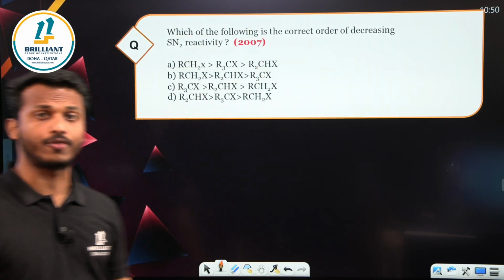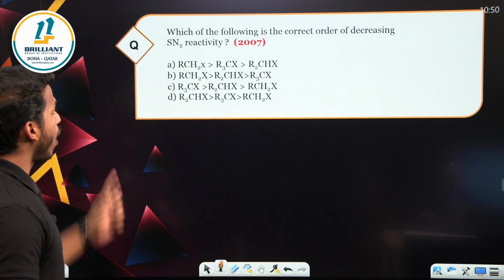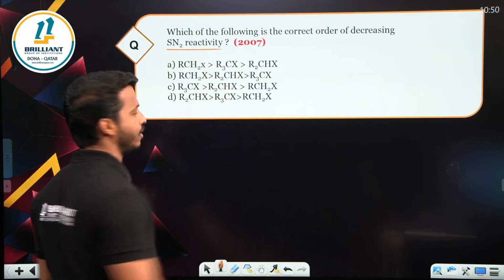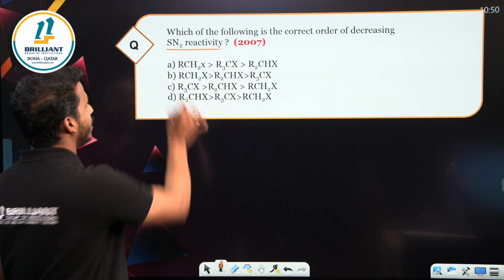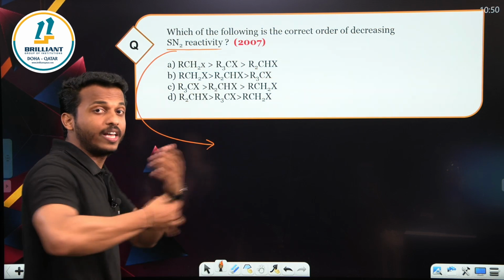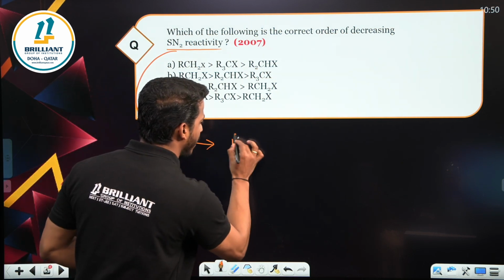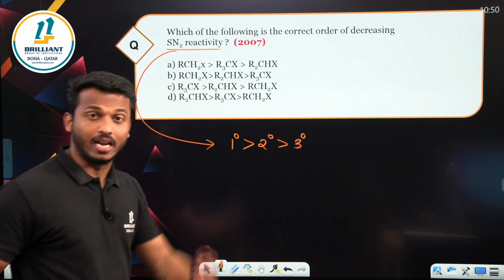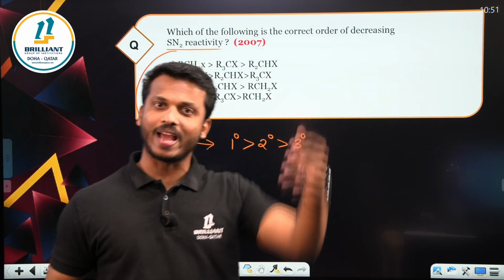Let's go to the next question from 2007. Which of the following is the correct order of decreasing SN2 reactivity? You know, SN2 reactivity, the correct order of their reactivity is what? Primary greater than secondary greater than tertiary for the haloalkanes, right? Lesser the steric hindrance, more reactivity.